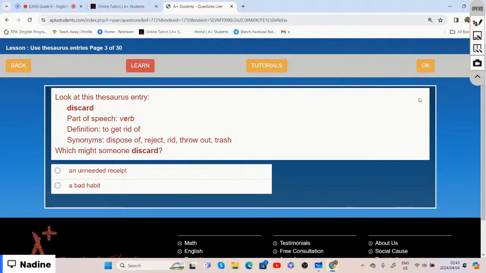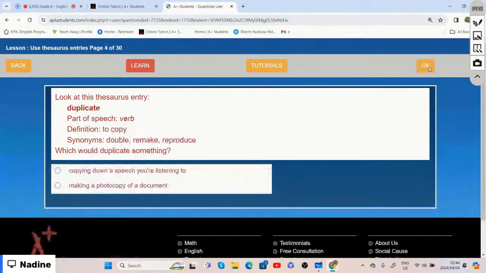And which might someone discard? What do you think somebody might discard? Is it an unneeded receipt or a bad habit? An unneeded receipt, if you're done with the receipt, you don't need that receipt, I discard it. Or I can discard a bad habit. All right, so we can say we can discard, get rid of, an unnecessary receipt, right?